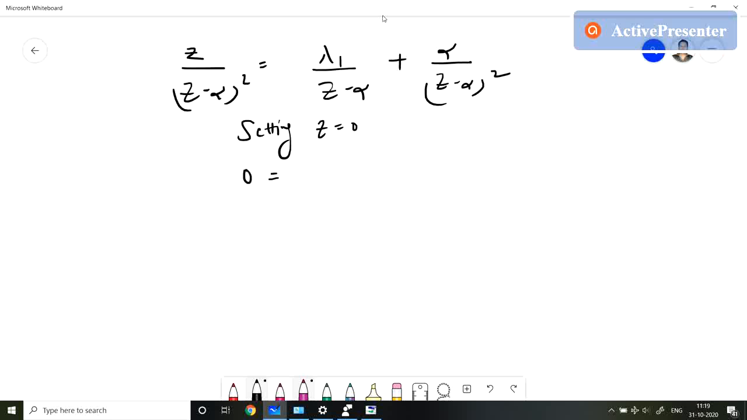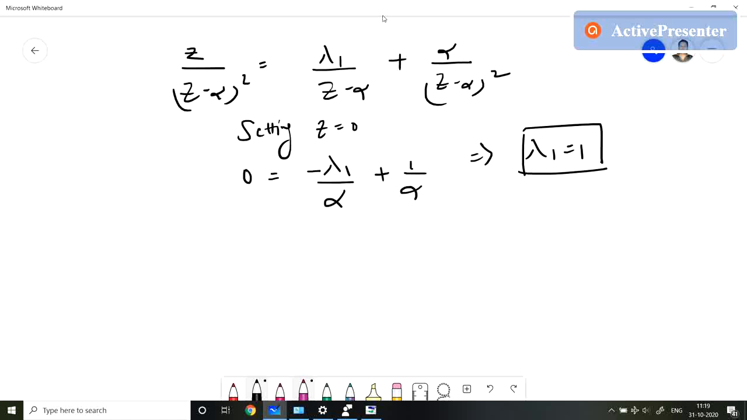So by putting z equals 0, we are getting 0 is equal to minus lambda 1 divided by alpha plus 1 divided by alpha, and lambda 1 we are getting 1. So our purpose is to find out the value of lambda 1. So lambda 1 is 1 and lambda 2 we are getting alpha.